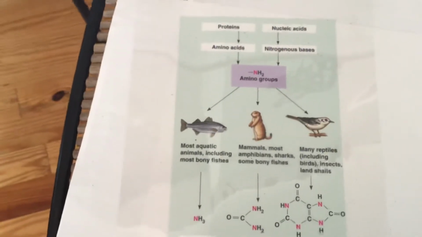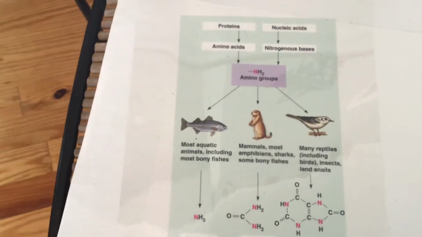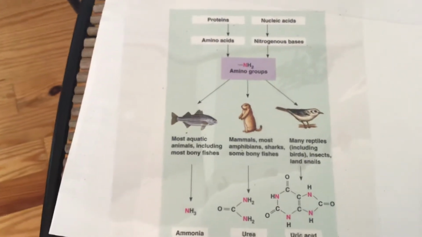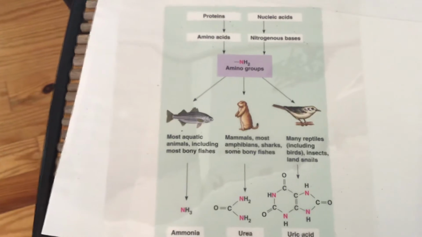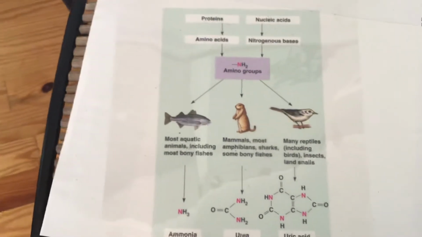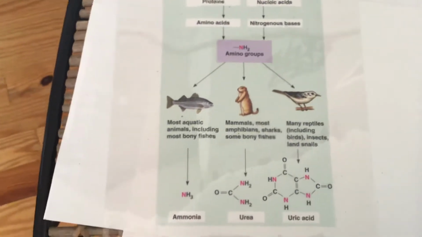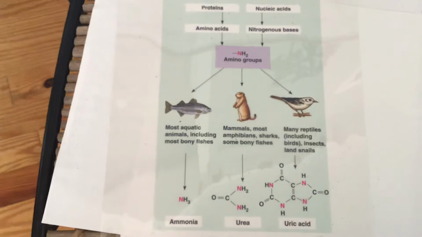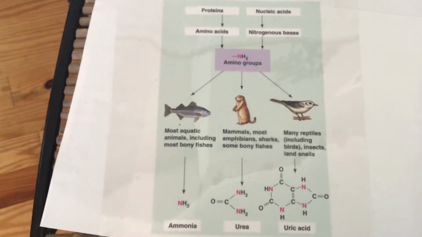Nucleic acids, of course, are like DNA, RNA, etc., and those nitrogenous bases. And proteins, of course, the amino acids are the part that have the nitrogenous waste. So you have these amine groups that then have to be removed from the body. And there's three basic types of nitrogenous waste.